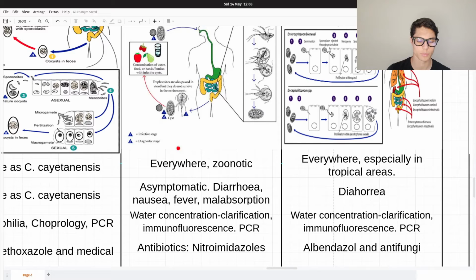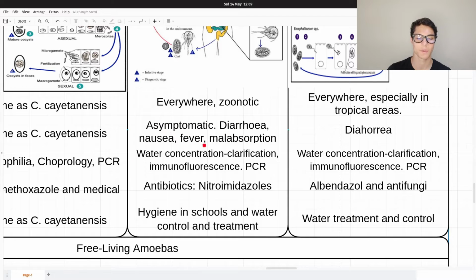The epidemiology is, well, they are basically everywhere, and they are zoonotic. The pathogenesis, well, the majority of times is asymptomatic, but it can also give us diarrhea, nausea, fever, and malabsorption of lactose, and especially vitamin B12. The diagnosis is through water concentration and clarification, and then via immunofluorescence or PCR we can detect it in the water. The treatment is with antibiotics, and in particular nitroimidazoles.